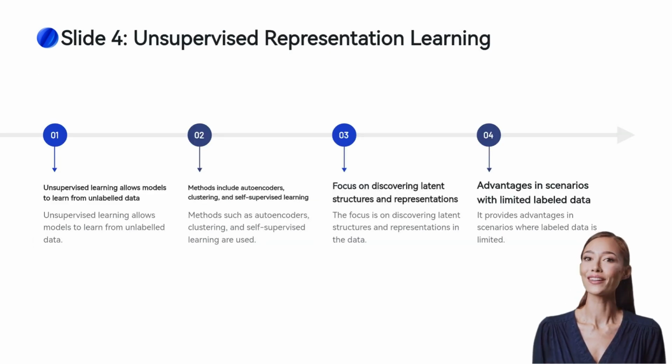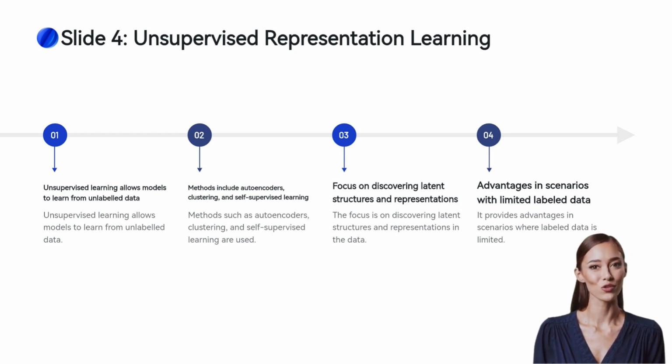Unsupervised representation learning is a powerful paradigm that enables models to learn from unlabeled data, which is often abundant. Unlike supervised learning, which relies on labeled data, e.g., classifying images into categories, unsupervised learning focuses on identifying hidden patterns and structures within the data itself. Common methods of unsupervised representation learning include autoencoders, clustering, and self-supervised learning.